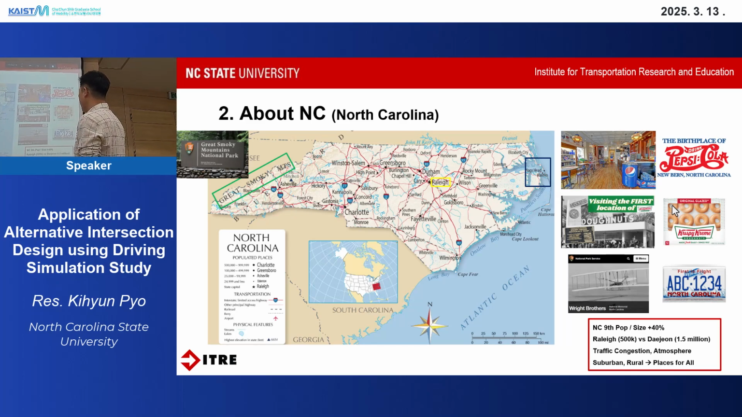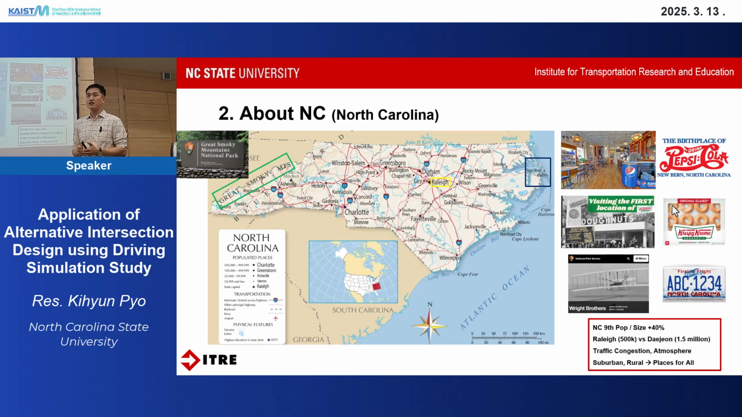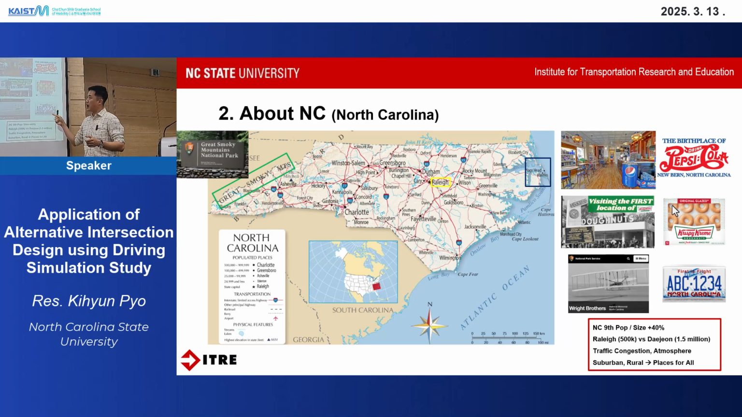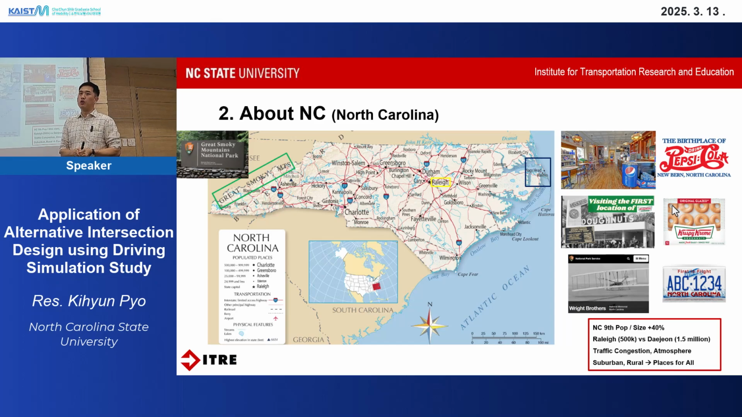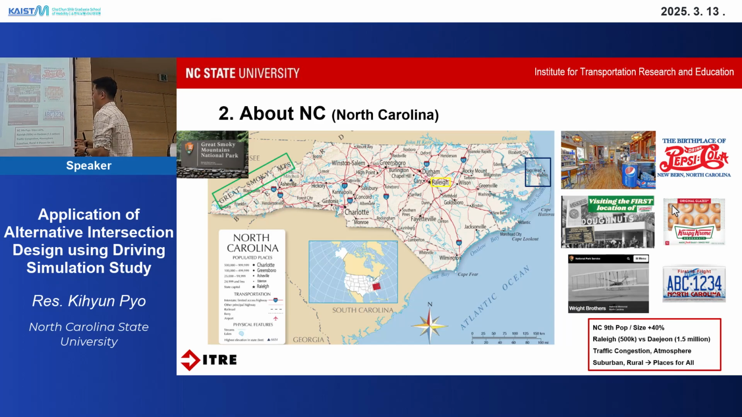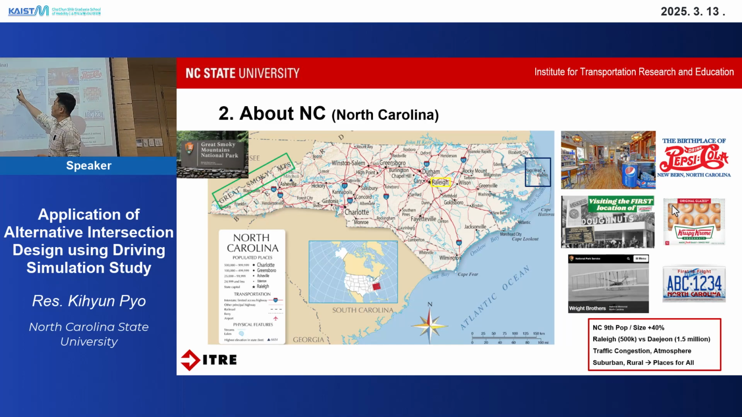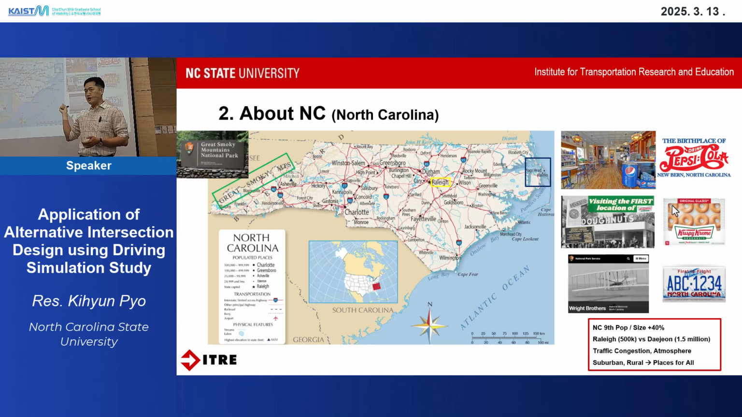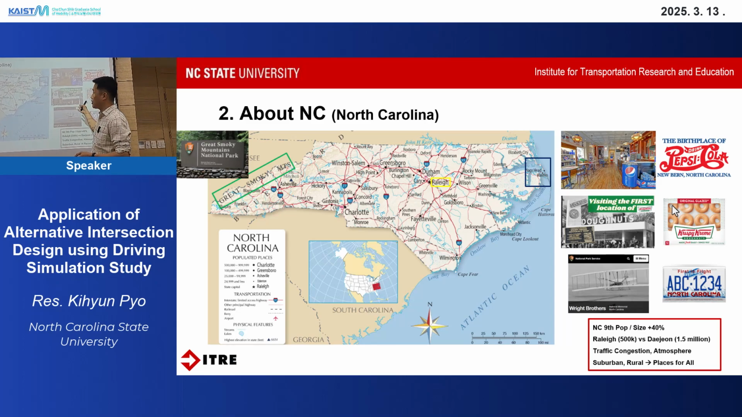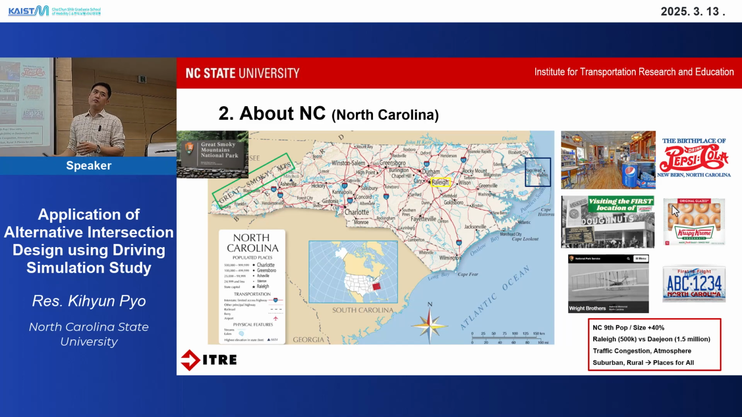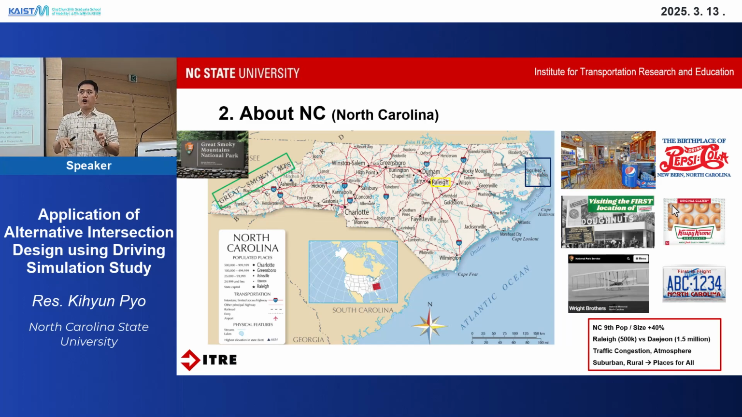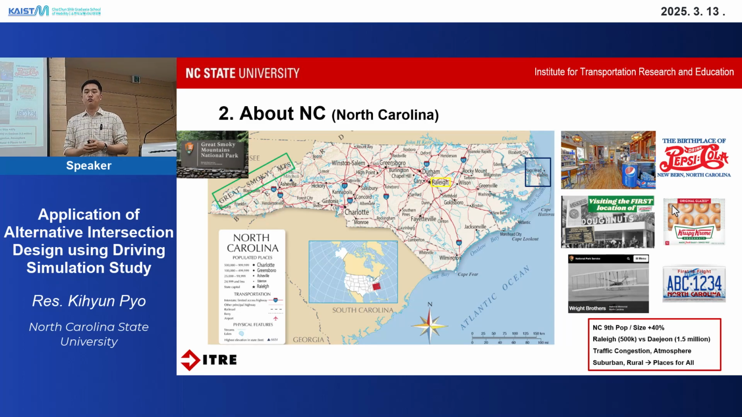And North Carolina has the ninth largest population in the U.S. And its geographic size is larger than Korea, 40% more. The capital is the yellow box, Raleigh, where I live, and where North Carolina State University is. Raleigh's population is around 500,000. But I found that Daejeon's population is 1.5 million. It means 3 times more.